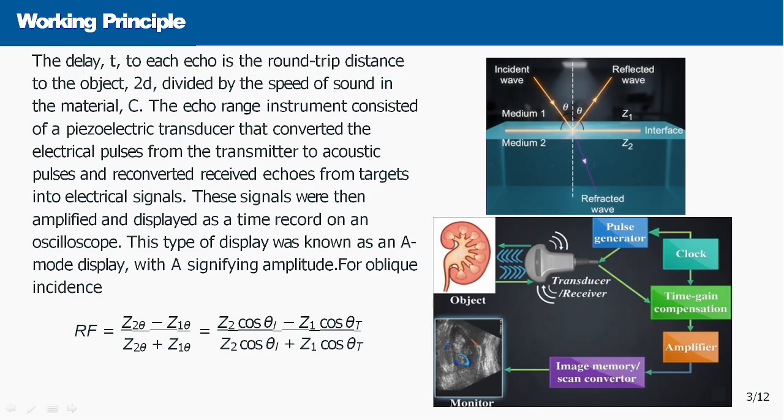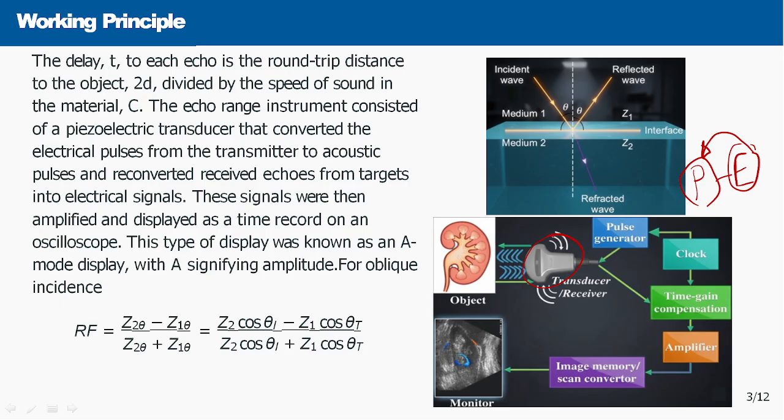The echo range instrument consists of a piezoelectric transducer. This piezoelectric transducer converts the electrical form of the transmitted pulse to an acoustic pulse and reconverts the received echo from the target into an electrical signal, vice versa. It will convert any pressure or vibration to an electrical signal, and again an electrical signal to pressure or vibration, mechanical signals.